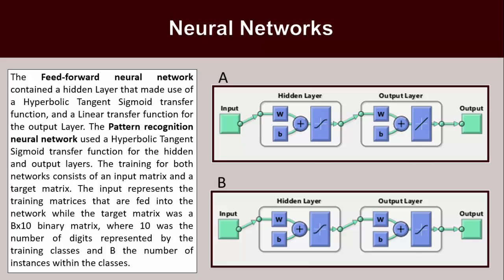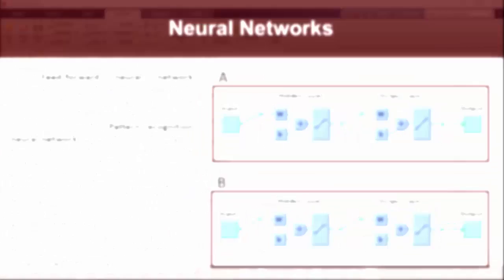The first neural network I used was a feed-forward neural network described by the diagram A, as well as the pattern recognition network described by the diagram B. Now I'd like to show you some code that more efficiently describes the use and the workings of neural networks within the system.